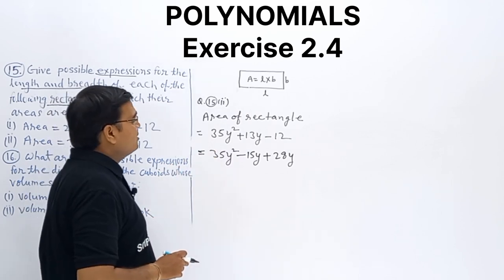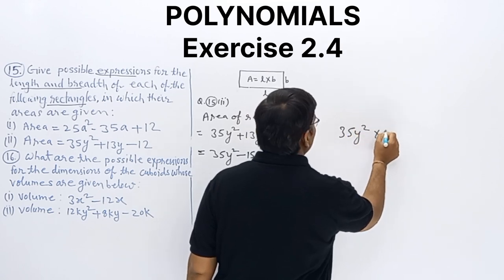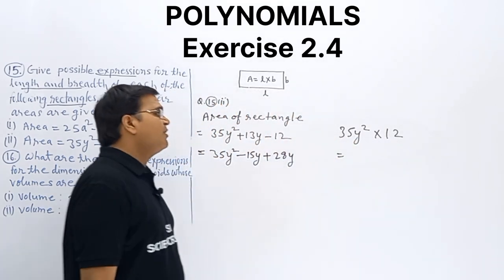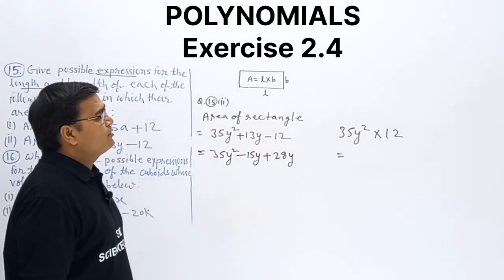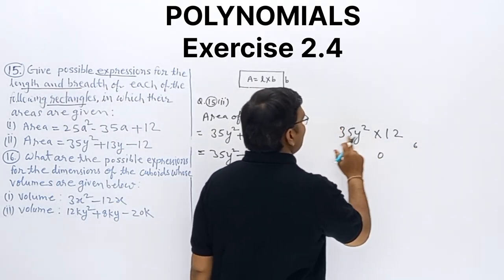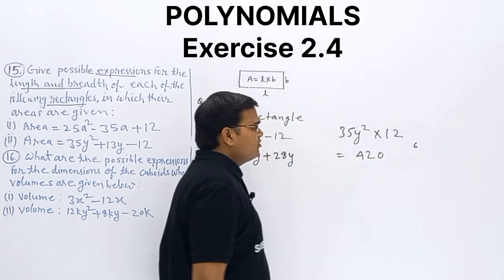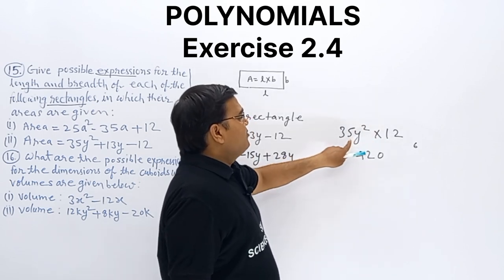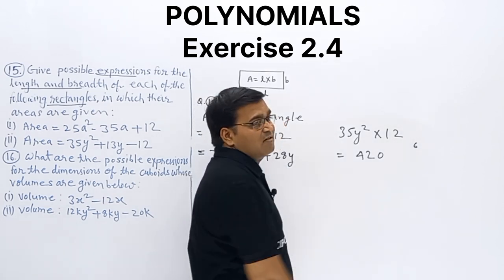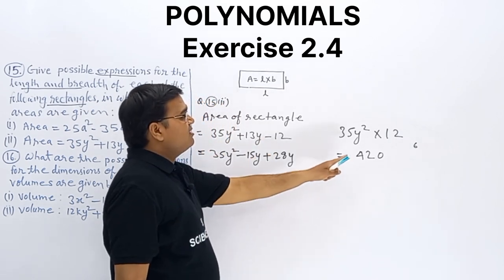And then what about the product? The product of the first and last terms is 35y square into 12. What will be its product? 12 fives are 60, 6 is remaining, 12 threes are 36, and 36 plus 6 is 42. The first and last terms multiplication is this one.